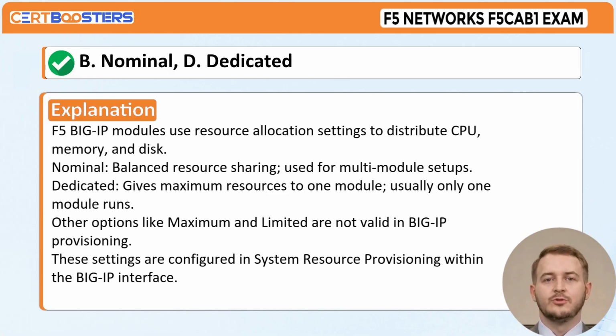Explanation. F5 BIG-IP modules use resource allocation settings to distribute CPU, memory, and disk. Nominal: balanced resource sharing, used for multi-module setups. Dedicated: gives maximum resources to one module, usually only one module runs. Other options like maximum and limited are not valid in BIG-IP provisioning. These settings are configured in System Resource Provisioning within the BIG-IP interface.